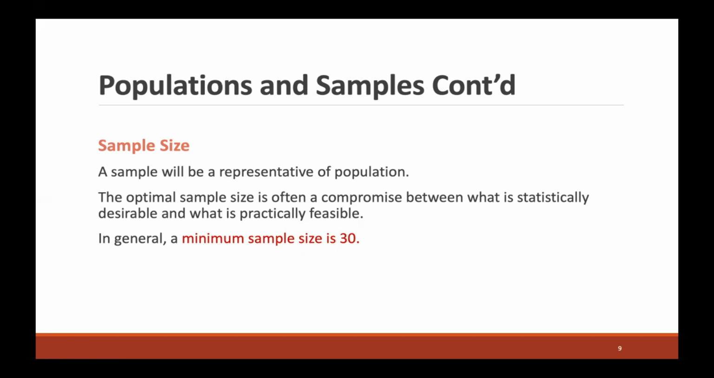The optimal sample size is often a compromise between what is statistically desirable and what is statistically feasible. It is always important to get the correct sample size because otherwise our research question will not be significant. So there are a few methods to calculate sample size. Majorly we use a pilot study or a study that had been done before this study to calculate the sample size. In general, the minimal sample size is around 30.